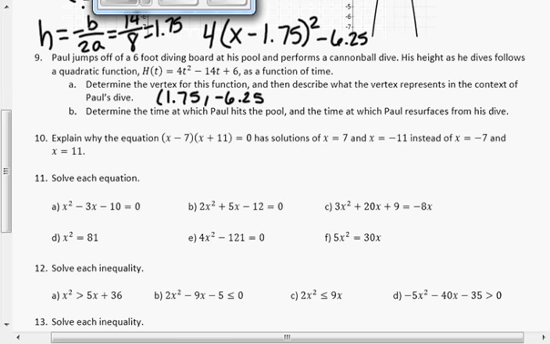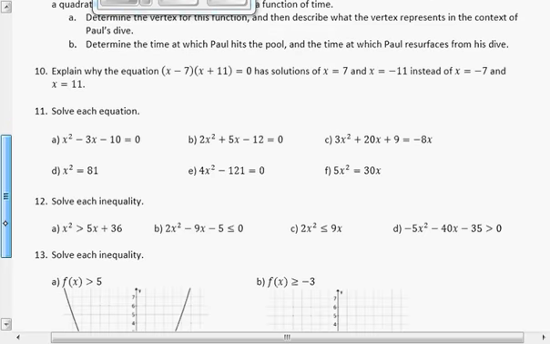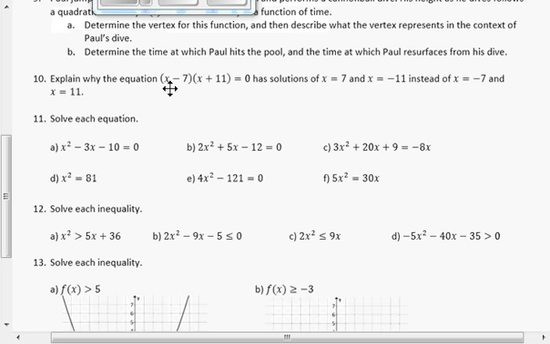So for 9, for part A, you're going to need to put it in vertex form, at least find h and k. And then for B, you're going to set the function equal to 0 and solve for t. For 10, just explain the equation. Why does it have solutions x equals 7, x equals negative 11 versus x equals negative 7 and x equals 11? Remember, you need to set them equal to 0. So set them equal to 0 before you explain why.